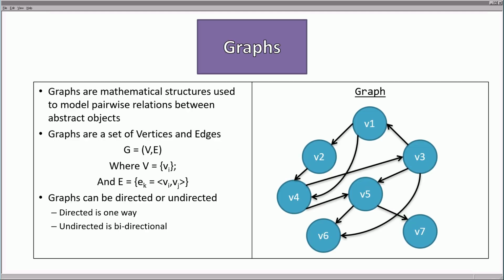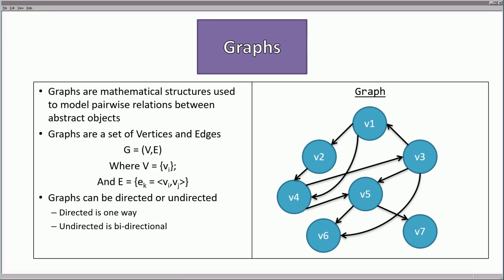Today, we're going to talk about graphs. In previous lectures, we've discussed a data structure called a tree. Today, we're going to look at something that's similar to them called a graph. Now, graphs are mathematical structures that are used to model pairwise relationships between abstract objects. More formally, graphs are a set of vertices and edges.